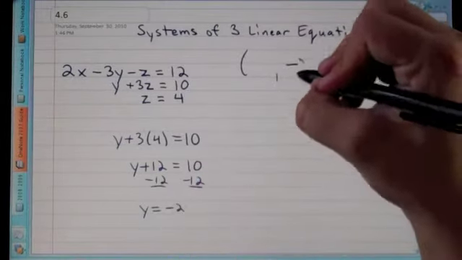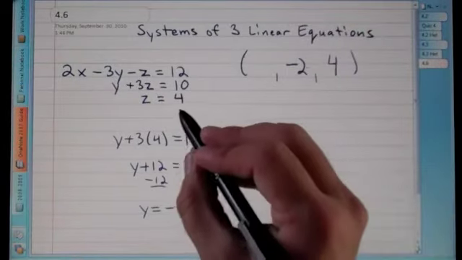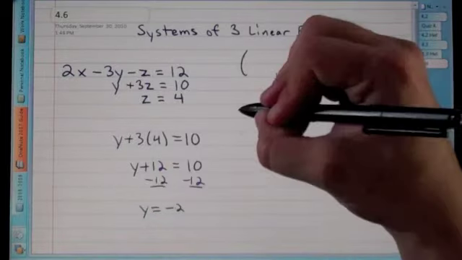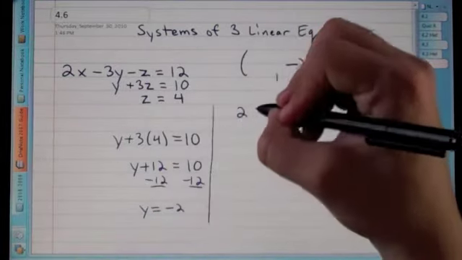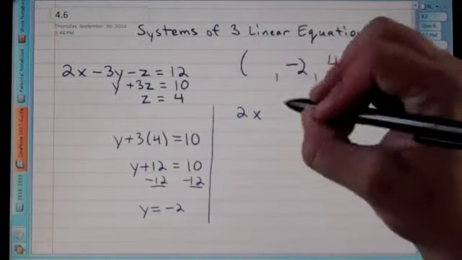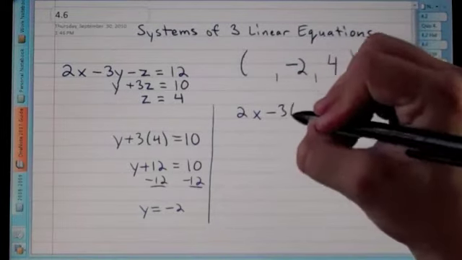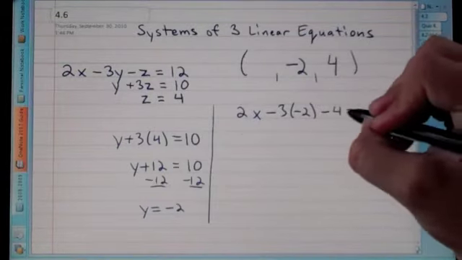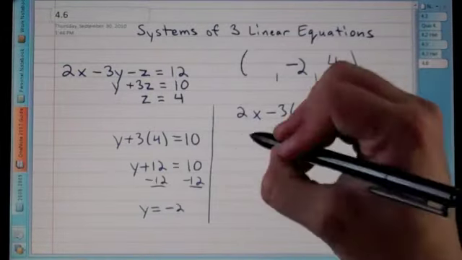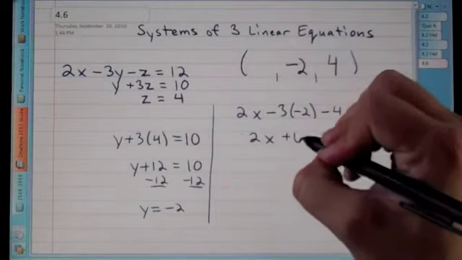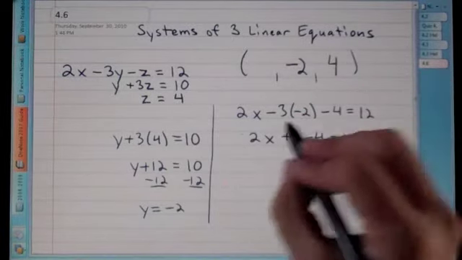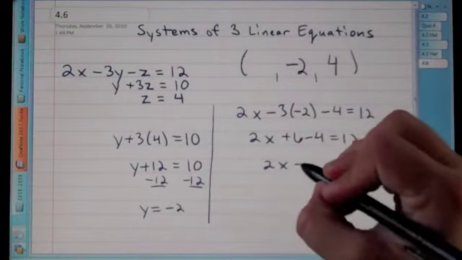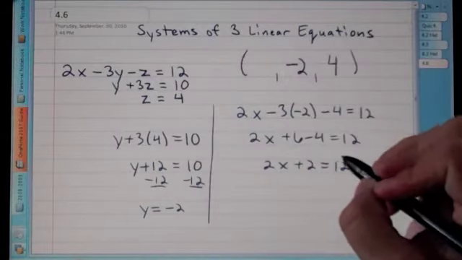So now we know what y is, and now we just need to find what x is. Well, we know z is 4, y is negative 2, so we're going to try to solve for x here. We have 2x, let me make a barrier there, 2x minus 3 times y, which is negative 2, minus z, which is 4, and this should equal 10. So that gives us 2x plus 6 minus 4 equals 12. Don't forget, negative times negative is a positive. So we get 2x plus 2 is equal to 12.